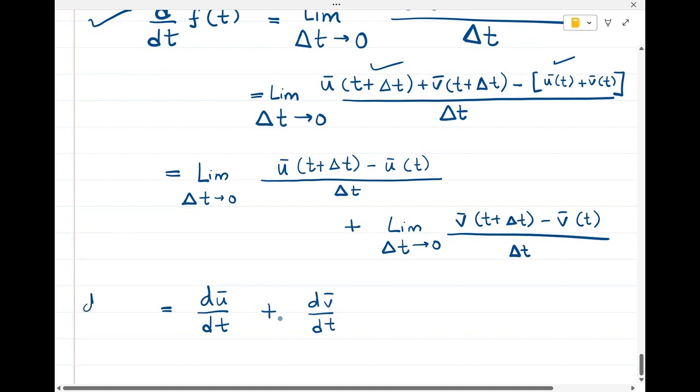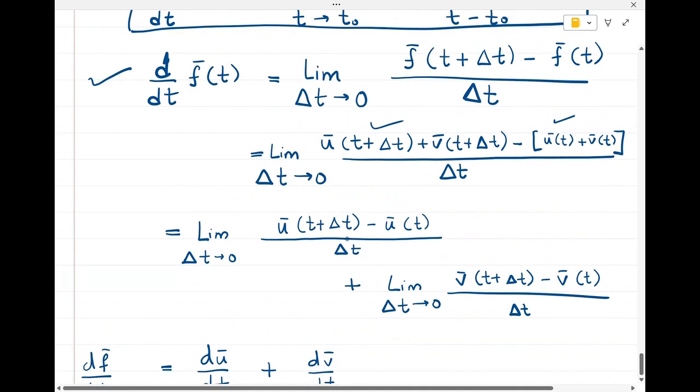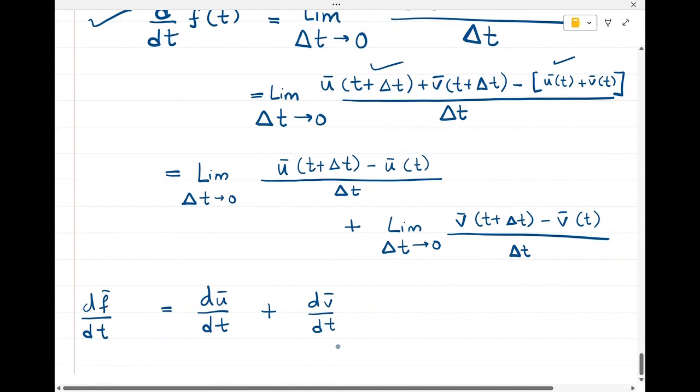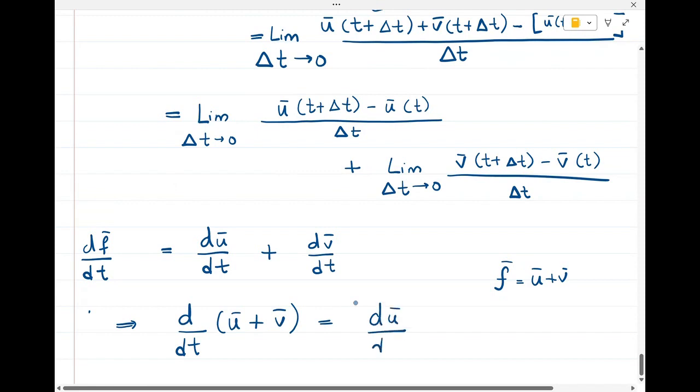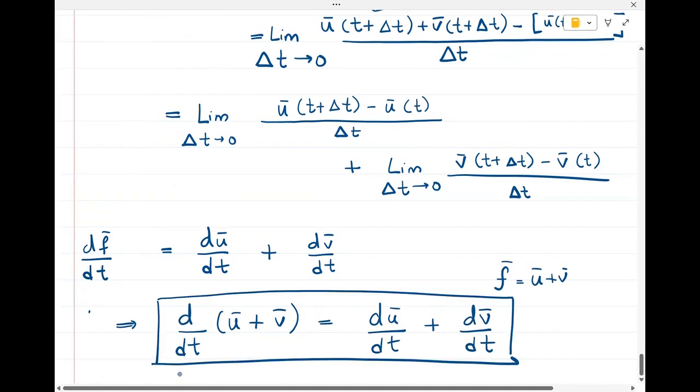So we started with df bar by dt, and we got df bar by dt is du bar by dt plus dv bar by dt. But f bar was u bar plus v bar. So we have proved that d by dt of u bar plus v bar is du bar by dt plus dv bar by dt. This is how this property is proved.